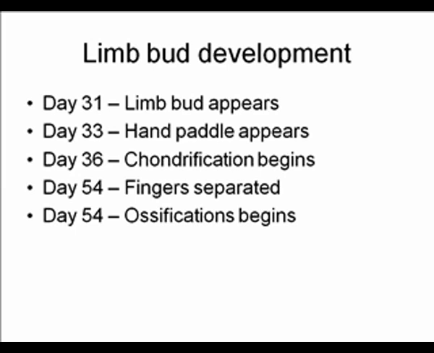When we look at the development of the limbs, we can consider that during the 4th week, around day 31, a limb bud appears. A couple days later, the hand actually appears. It appears like a paddle. And by day 36 of gestation, chondrification begins. At day 54, fingers are separated, the limb is present, and ossification begins. So at that point, we need to consider bone formation and growth of the long bones.